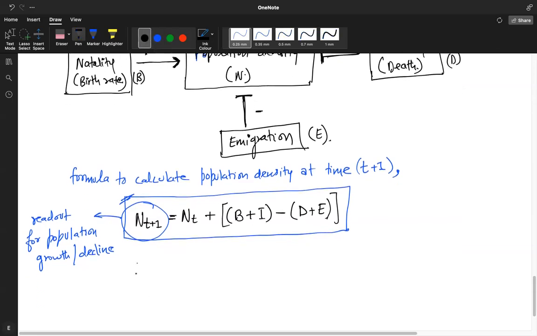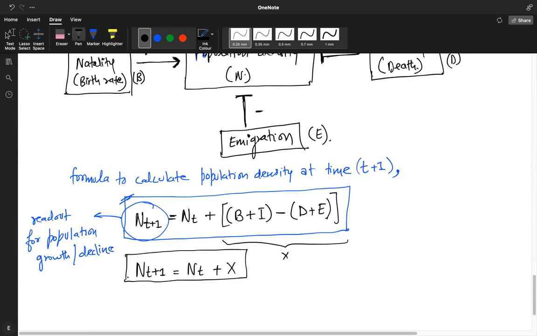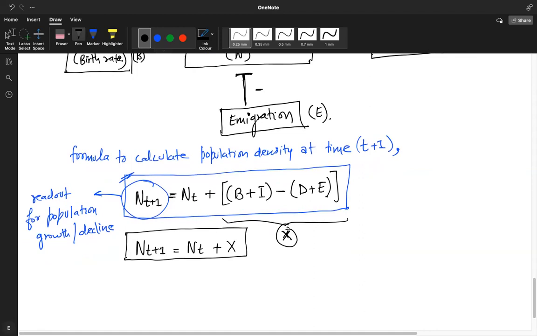Let me write it as Nt plus 1 is equal to Nt plus all of these, which I have taken as x. So Nt plus x, can I write it like this? Everything of this is x, the x factor. So if Nt plus 1 is equal to Nt, which means this factor is 0, it has no effect, it is a stable population. So birth plus immigration is equal to death plus emigration. Nothing changes. So it's equalizing.